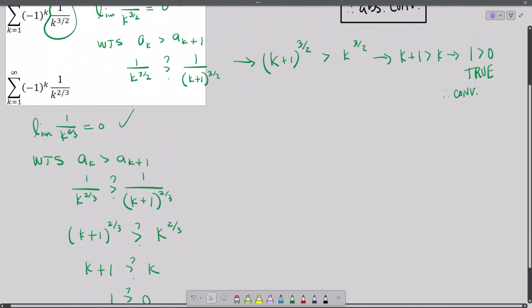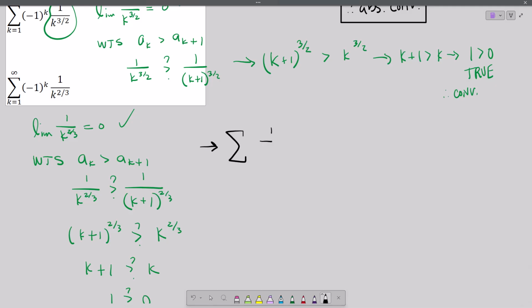Now that we know that, we say, well, what if we take away the minuses? So what if we take away the switch? We ditch the switch. This is a p series with p equal to 2/3. That's less than 1, so it diverges. Less than 1, therefore it diverges. P series. So that's a conditional convergence. So therefore we have conditional convergence.